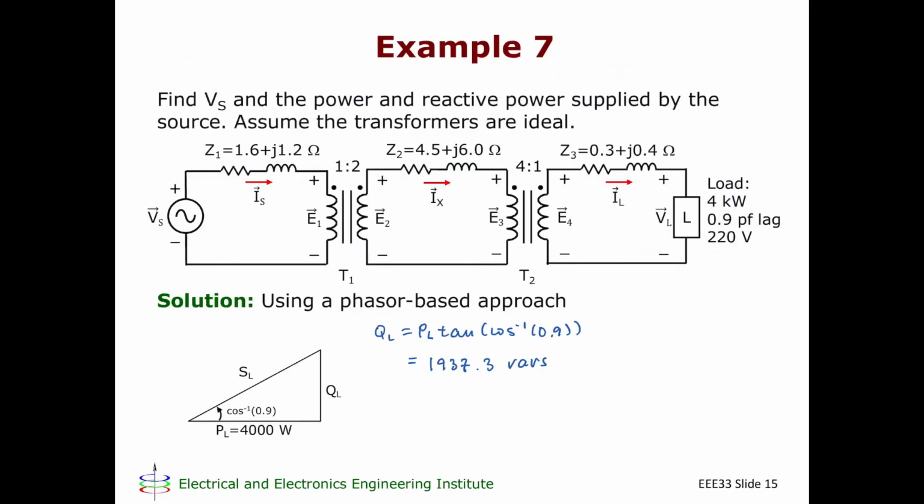Finally, I can compute, well, not finally, no? But now I can compute E1 and Is using the turns ratio of T1. I know Ix, I should be able to compute Is of S. I know E2, I should be able to compute Is of 1, knowing this turns ratio.